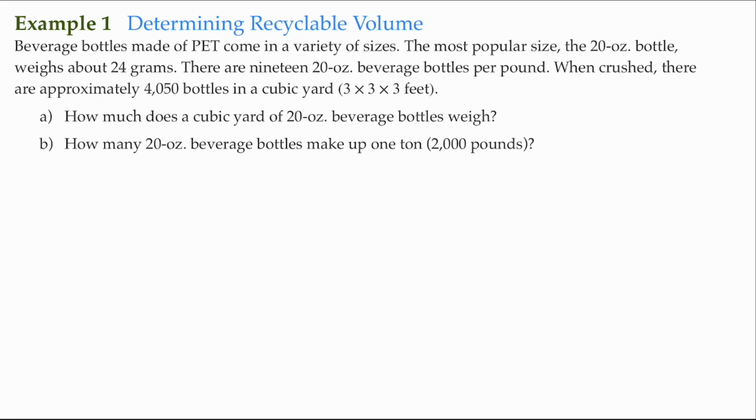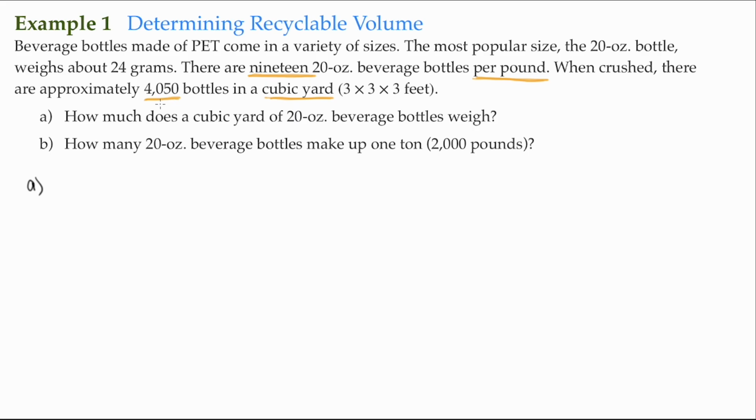So the idea here is we're going to wind up using one solution to help us find another solution. So it's kind of like borrowing one to help solve another. So a couple of things to point out here. We have 19 of these beverage bottles per pound. So we have that, and then we have 4,050 bottles in a cubic yard.